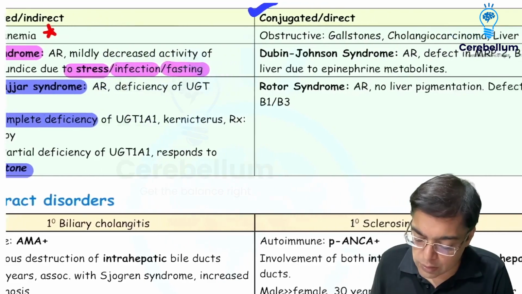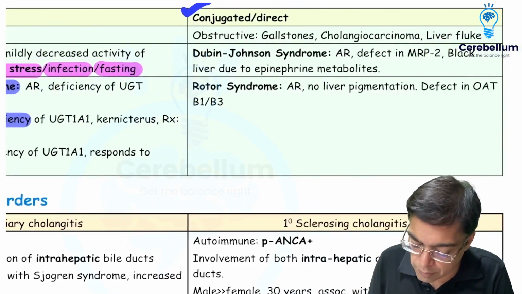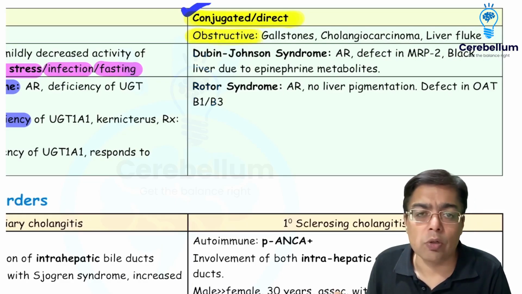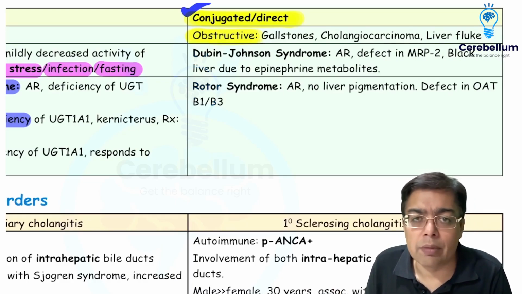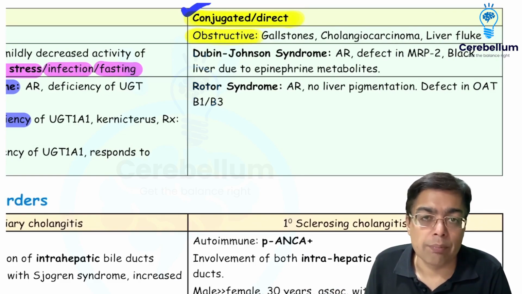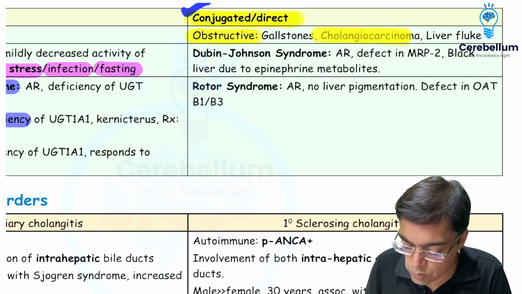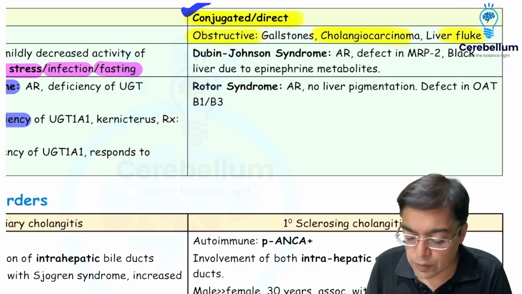If we just look at the conditions associated with conjugated hyperbilirubinemia, this would be a condition which can be caused primarily by an obstruction. The obstruction can commonly be caused, in clinical practice, by gallstones. There could also be a parasitic infection associated with this. That's going to be something like a cholangiocarcinoma, or the patients are going to have some kind of a fluke infection.